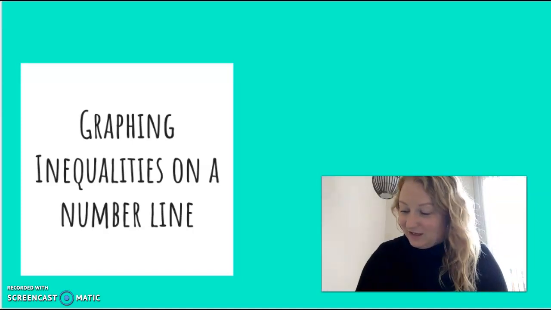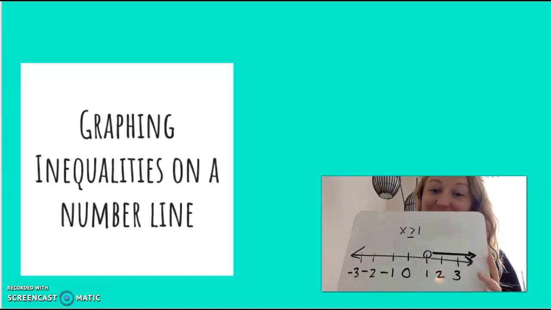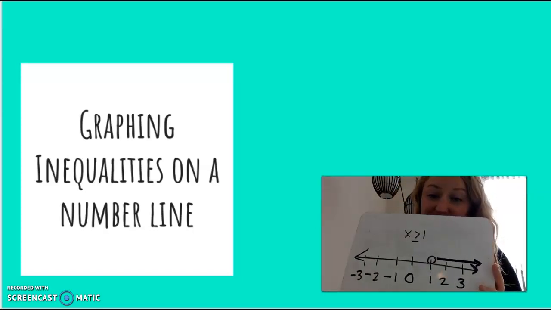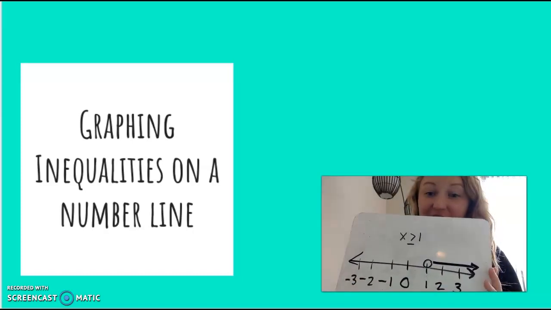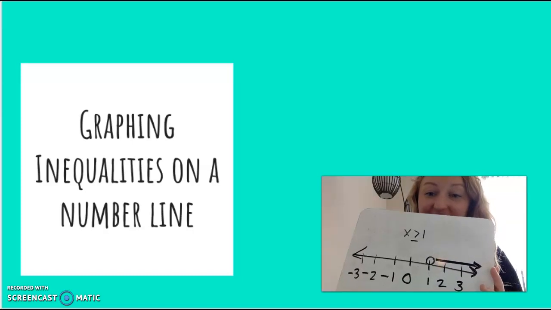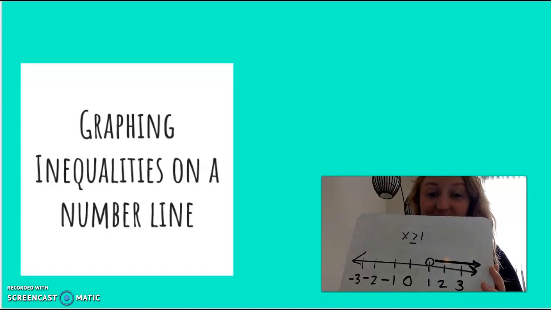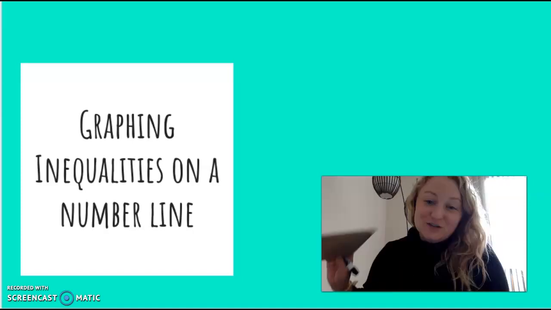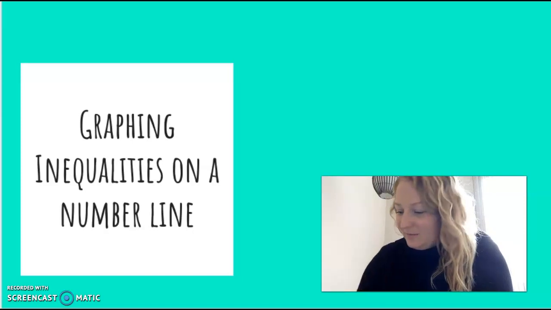What if we saw an inequality that said x is greater than or equal to 1? Just by adding that little line underneath my greater than sign, now I know that x could be equal to 1 or it could be greater than 1. So see if you can notice just a very small difference on my number line here.